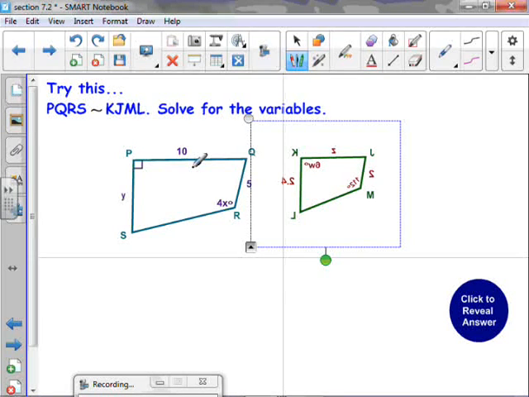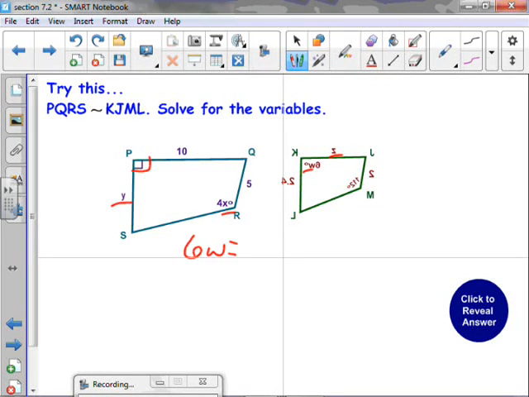Okay? But we know that we've got how many variables here? We've got x, we've got y, and we've got z and w. Well, this one's a 90-degree angle, so I know that 6w must be a 90-degree angle. So 6w equals 90. W must equal 90 divided by 6, which must equal 15. W equals 15. Great. Done with one of them. That was easy.